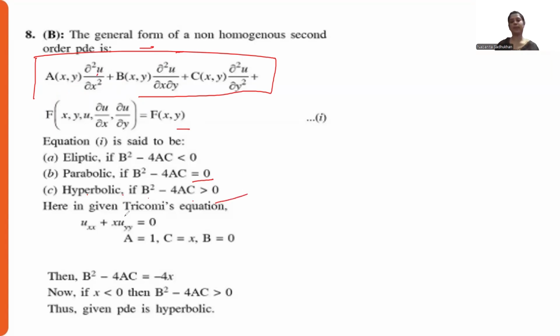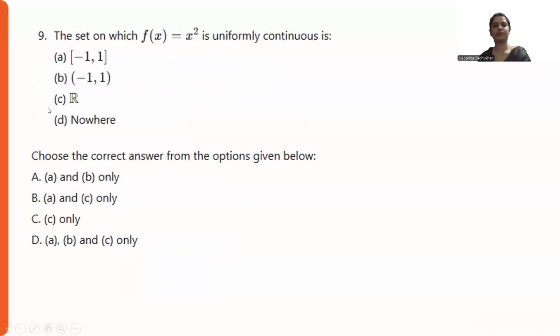Now if we compare it with the equation that they have given, we have a equal to 1, c equal to x, b equal to 0. So from there we get that b squared minus 4ac is equal to minus 4x, right? And from there, we can say that for x less than 0, this is going to be greater than 0. Hence, we can say that it is going to be hyperbolic if x is less than 0, right? Okay, great. Now let's move to the next one.